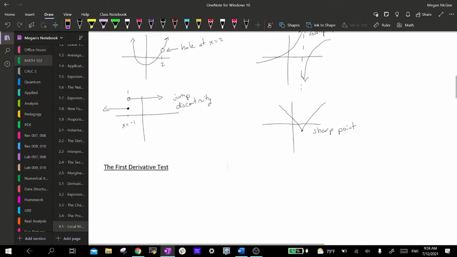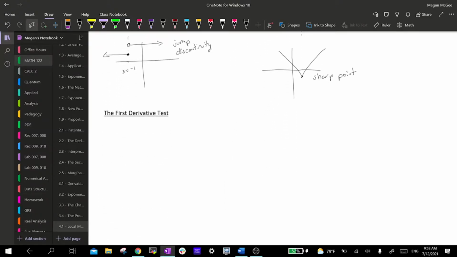All right, so now we're jumping into the first derivative test. Okay, we have 2 points to make here. So if the first derivative, f prime, changes from negative to positive at a point P, then the function f has a local minimum.